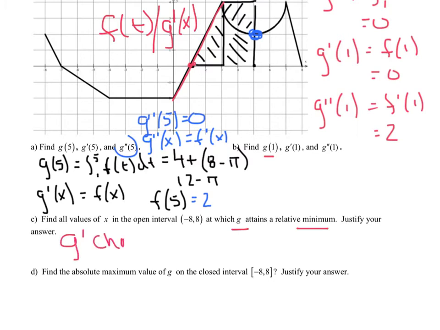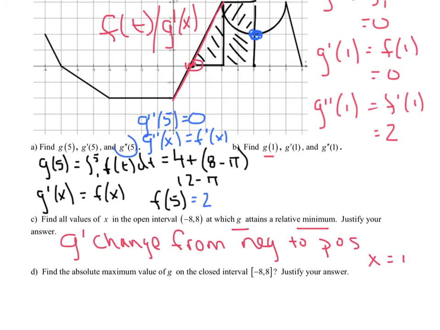It's got to change from negative to positive. And at what point does that happen? I would say right at x equals 1, and so I'm going to say at x equals 1, g has a relative min, because that's when g prime slash f changes from negative to positive.